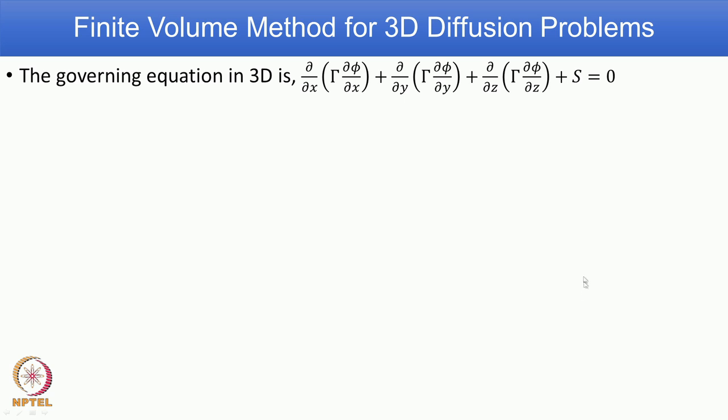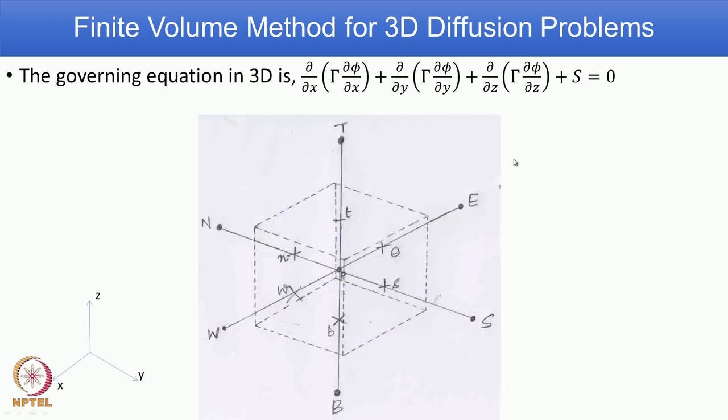Now, in 3D it will have one more term added in the governing equation corresponding to the third direction, that is the z direction. So, the new term is ∂/∂z of gamma ∂phi/∂z, and source term equal to 0. So, in 1D it is just an element, in 2D it becomes an area, in 3D it becomes a volume, and that is a sketch, and this is the control volume.